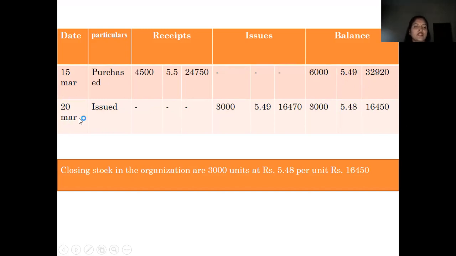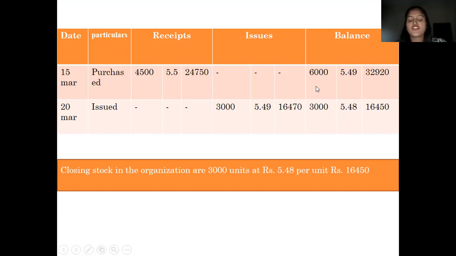Next, on 20th March, issued 3,000 units. What is the cost per unit? Already we have that, 5.49. Take that 5.49. So 3,000 into 5.49, we are going to get 16,470. So 6,000 minus 3,000, you will be getting the balance as 3,000, and 32,920 minus 16,470, you will be getting the balance as 16,450. This is how we need to calculate under the weighted average method.